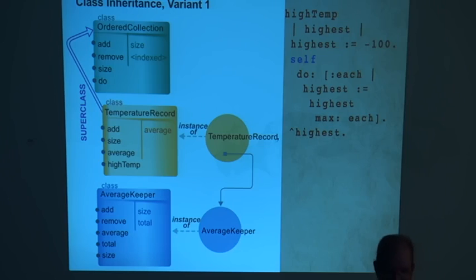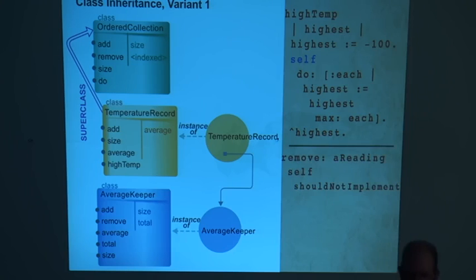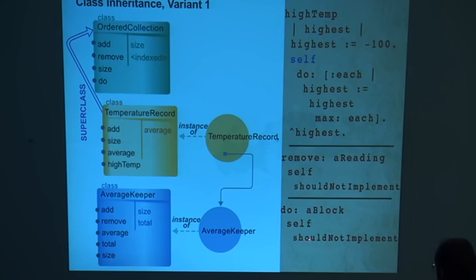But we have also inherited the remove method and the do method, and I've lost my colons on my graphics for some reason. But anyway, we have inherited these methods, and we don't want them. Well, there is a way in Smalltalk to deal with that. We can say self should not implement for remove. And we also don't want the do, so we can do self should not implement do. All right, now who sees the problem with this?